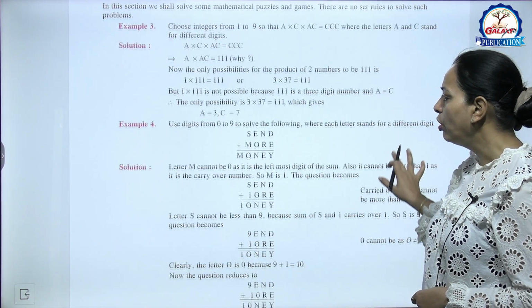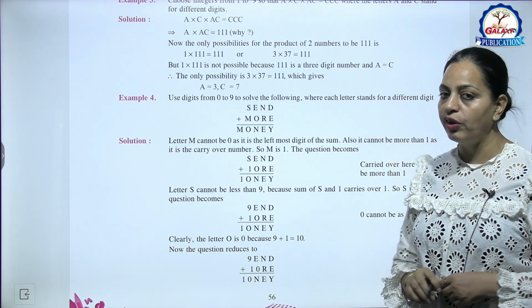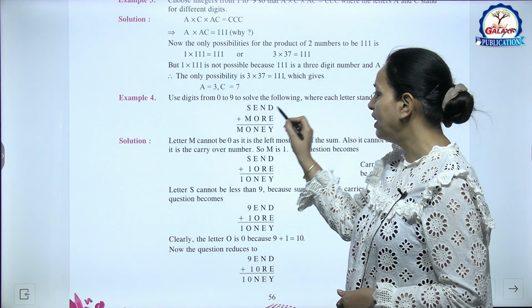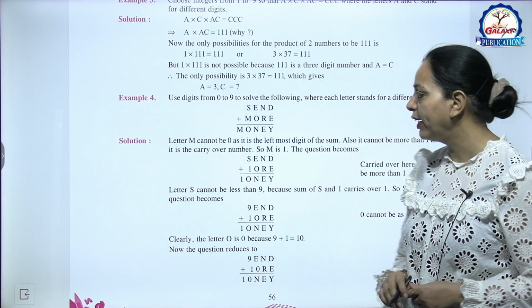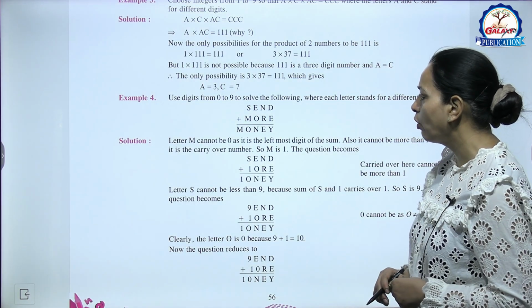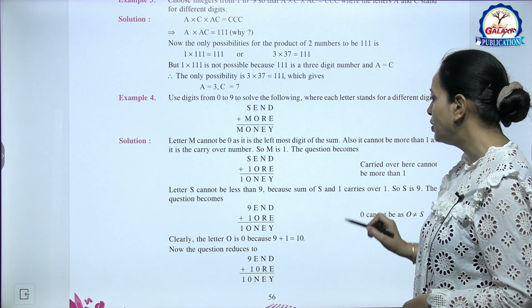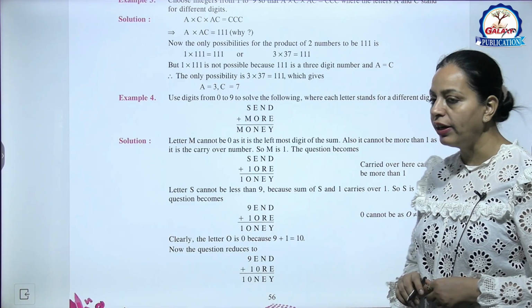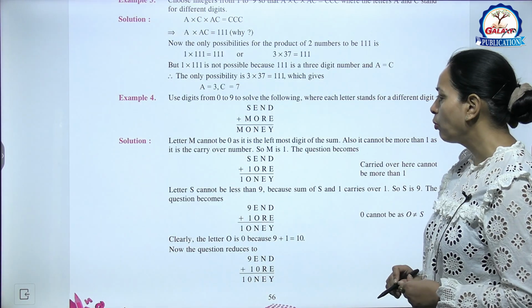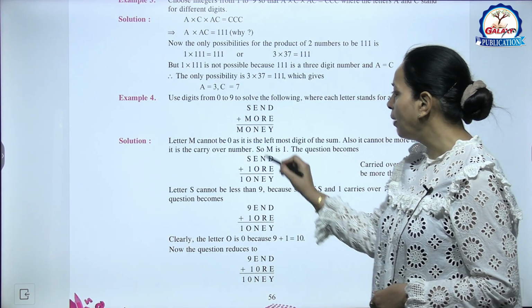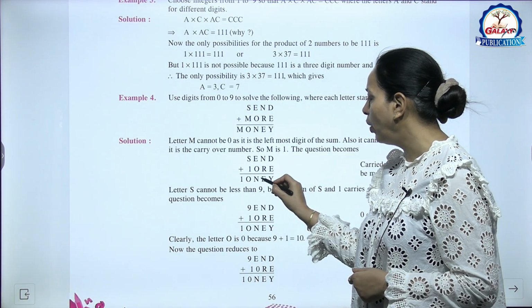Now example 4: use digits from 0 to 9 to solve the following, where each letter stands for a different digit. Here it is given SEND plus MORE equals MONEY, different letters. Now here letter M cannot be 0 as it is the leftmost digit of the sum, so M can't be 0. Also it cannot be more than 1 as it is the carryover number, so M is 1, okay. M को हम क्या लेंगे? 1. So the question becomes, हम जहाँ पर M है वहाँ पे हम 1 लगा देंगे. So SEND plus 1ORE equals 1ONEY.